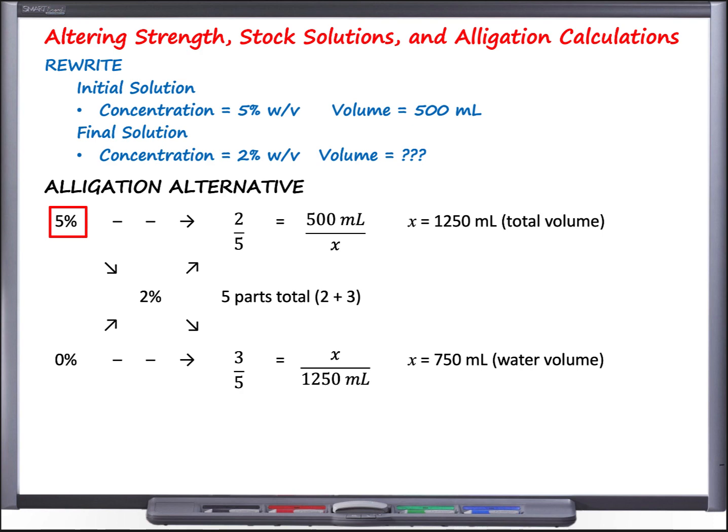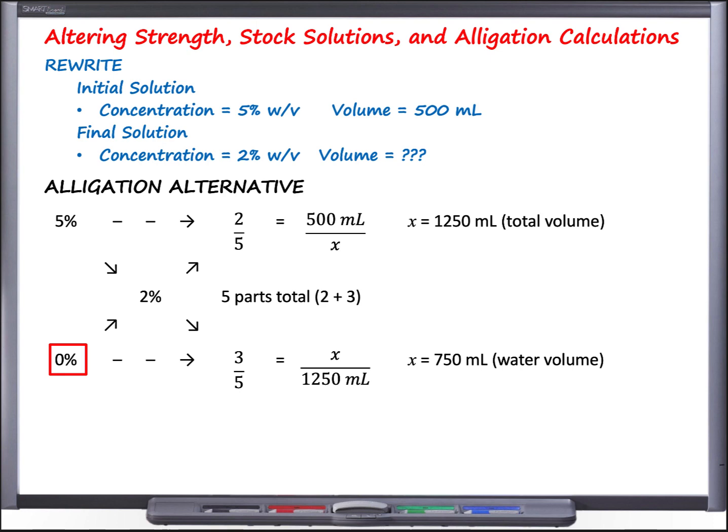And the very top left of the triangle is the high strength solution that we are using. So what is the high strength in this question? 5%. So we're starting with a 5% solution. So 5% goes on the very top left. Then what goes directly below that number is the low strength. What is the low concentration that we're mixing with our high strength? Well, we're mixing it with water, and we know water has 0% drug in it. So bottom left is 0%.